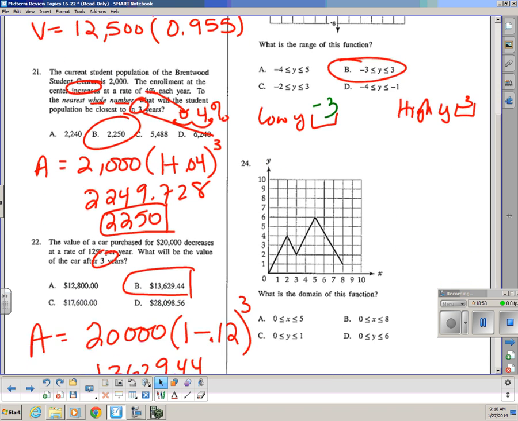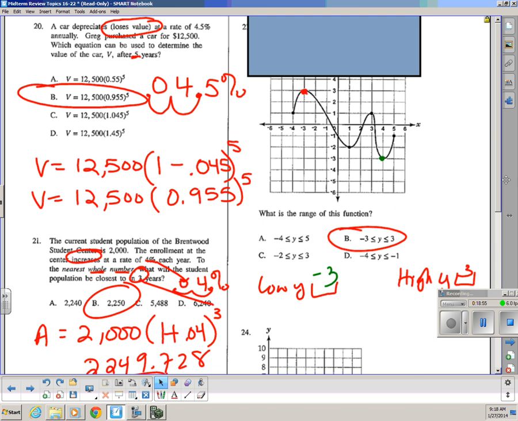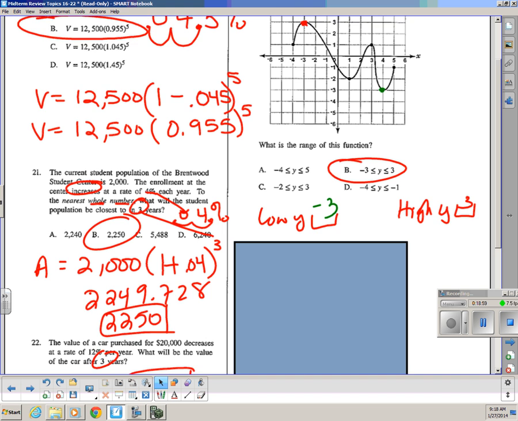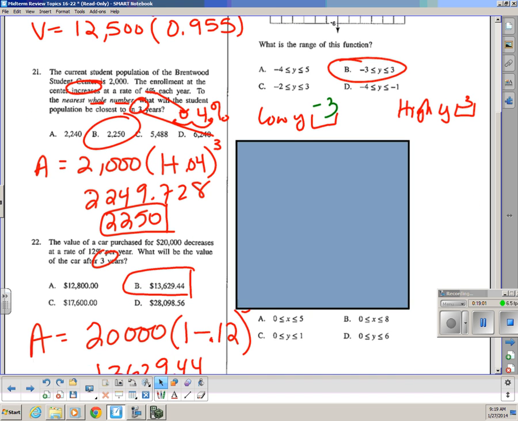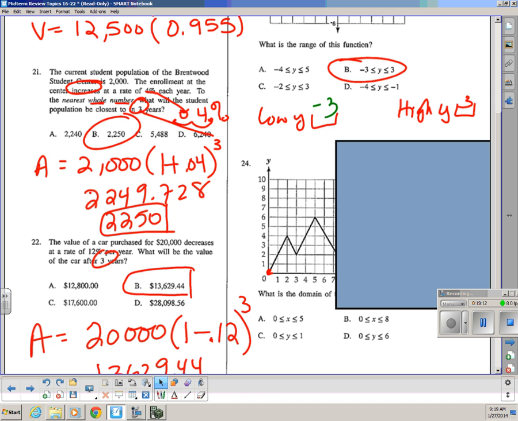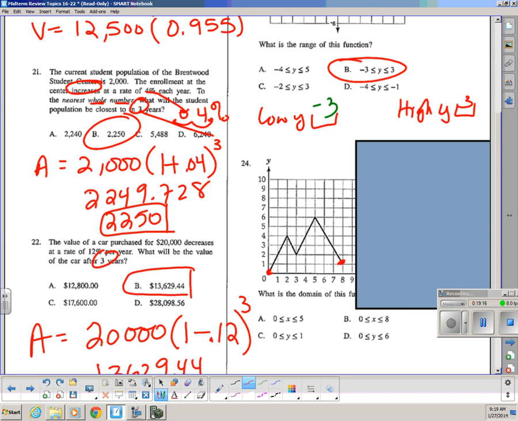Number 24. What is the domain of this function? Again, I'll take my rectangle, and my domain this time, I'm looking at my x value, so I'm going to scroll from left to right. See the graph right at the onset. If you look, right at the onset, my graph is starting at 0, and I'm looking for my high value. And my high value, the graph stops at 8. So I know my domain is from 0 to 8.